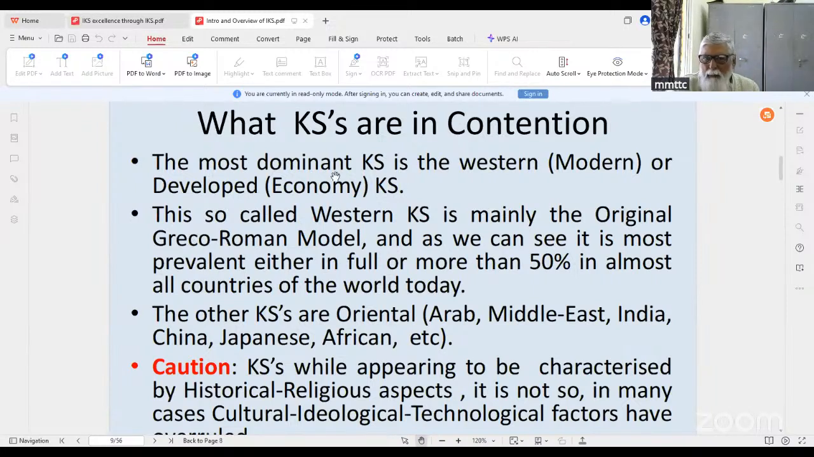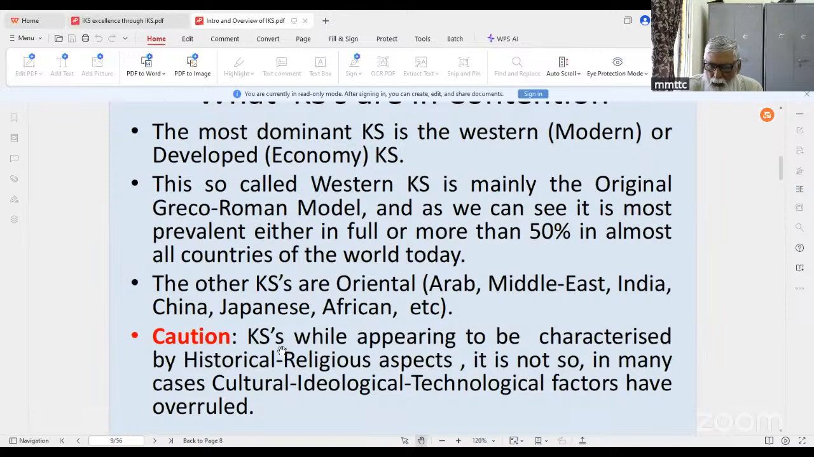So, the most dominant knowledge system today is the Western or the modern knowledge system, sometimes called the developed economy knowledge system. This so-called Western knowledge system is mainly the original Greco-Roman model. As we see it, it is most prevalent, either in full or more than 50%, in all countries in the world today. There are other knowledge systems like the Oriental, Arabic, Middle East, Indian. So, what we need to look at is that knowledge systems, while appearing to be characterized by historical, religious aspects, are not so. In many cases, cultural, ideological, and technological factors have overruled.